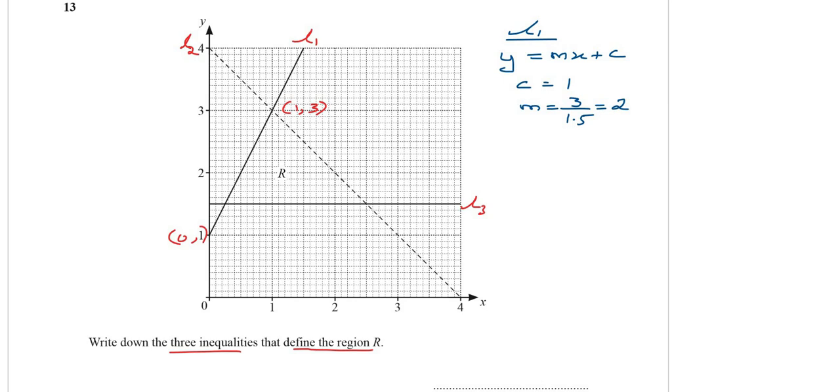When you use this, use the number line property. When you go right, positive. When you go left, negative. When you go up, positive. When you go down, it is negative. The number line property you can apply here.